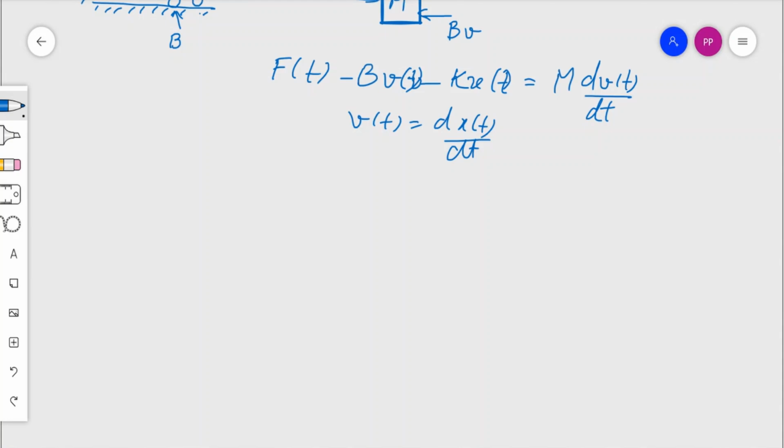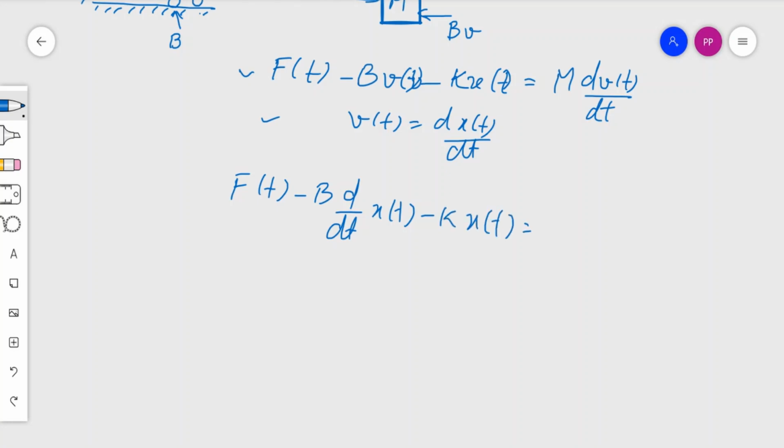At this point let us write equation 1 and equation 2 together in the form in which I am placing the displacement and removing the other variable v. So we can write it in the form f(t) minus b dx by dt of x(t) minus kx(t) equals M, then velocity is again the differential of x with respect to time, so we can write it d2 by dt square of x(t), and this can be written in terms of the displacement on the left hand side.